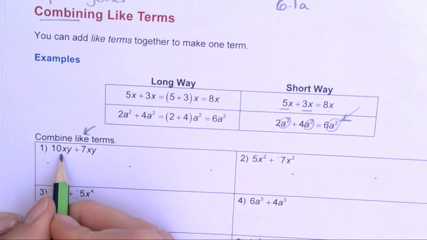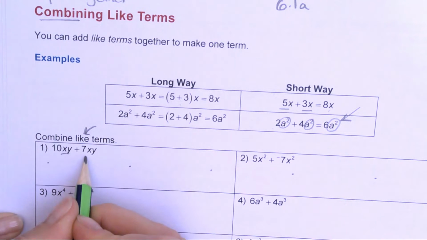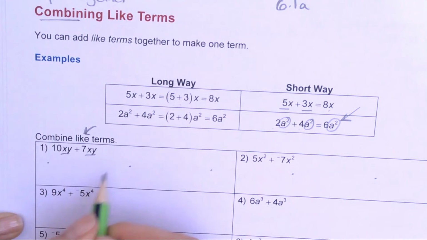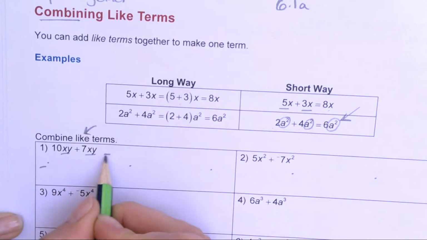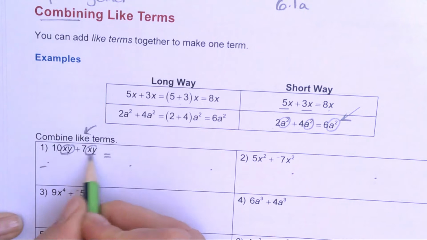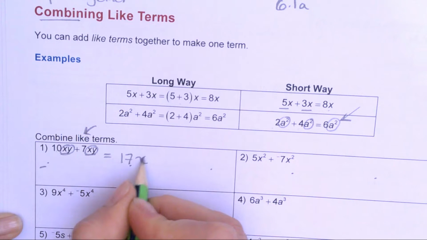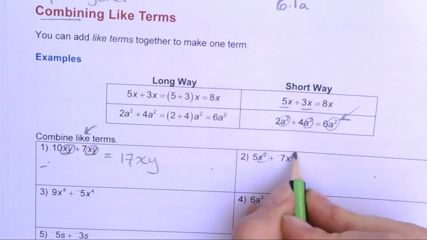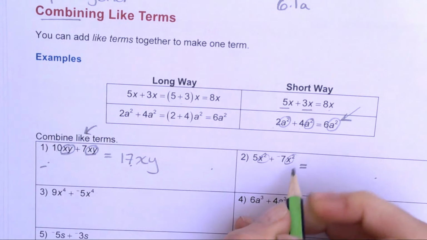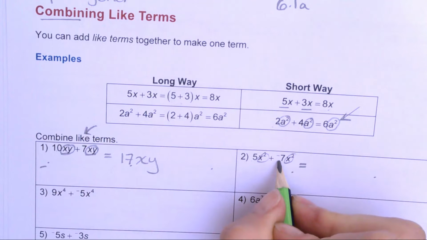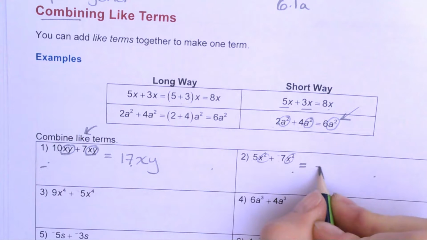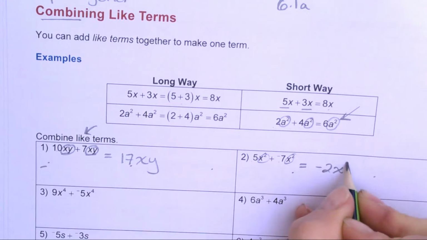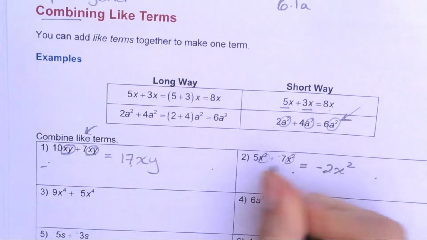So here, first I go, they are like terms, xy, xy. So I can add them together. 10xy plus 7xy is 17xy. And here, x squared, so they are like terms. So I have 5, but I lose 7, so I really have negative 2x squared.